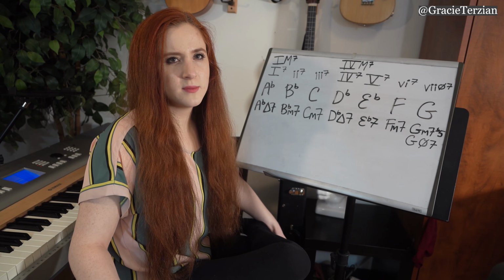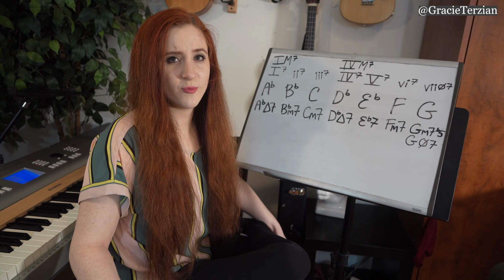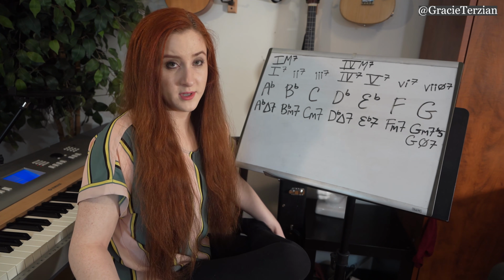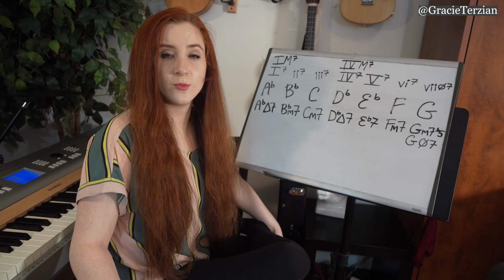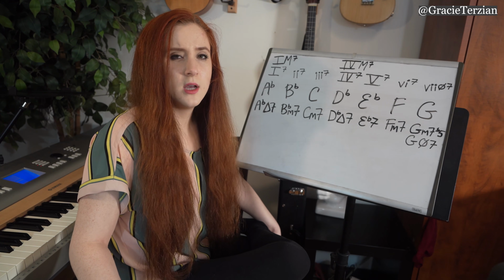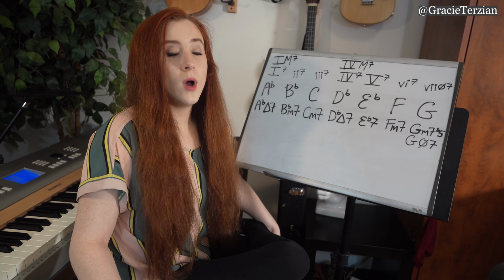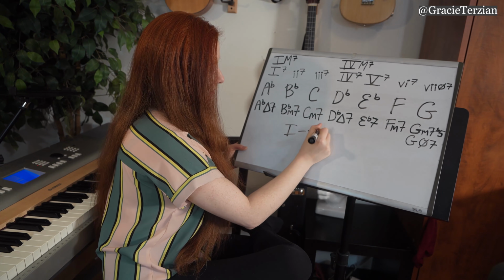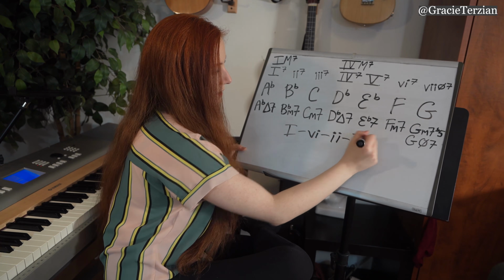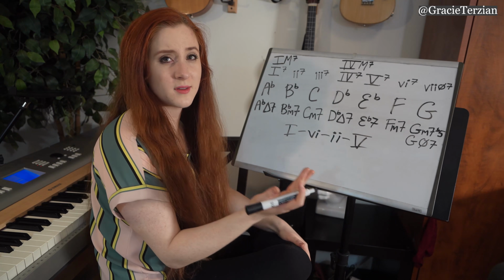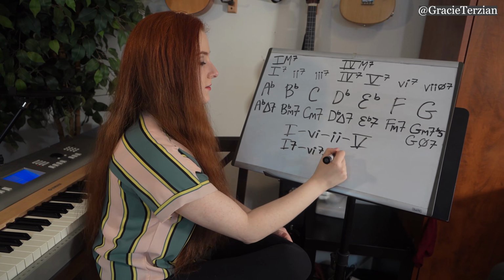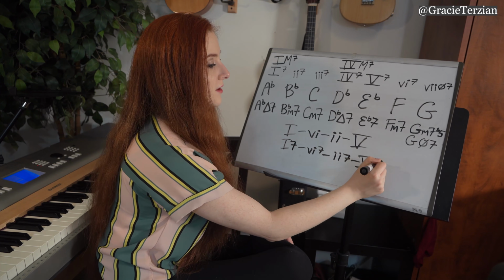So we're going to take a very common chord progression that you've probably been hearing your entire life, but you may not have realized you were always hearing the same chord progression because you never were able to put a name to it. So we're going to look at a 1-6-2-5 chord progression, okay? 1, 6, 2, 5. We can write it with or without the sevenths. We could also write it as 1 7, 6 7, 2 7, 5 7.